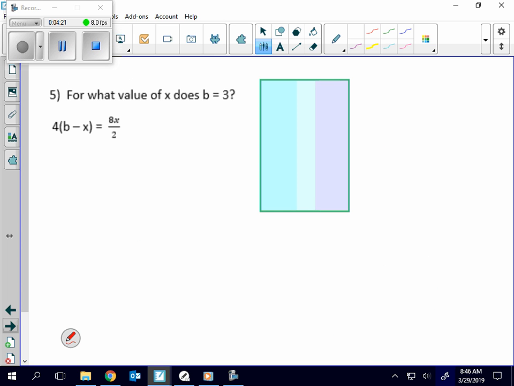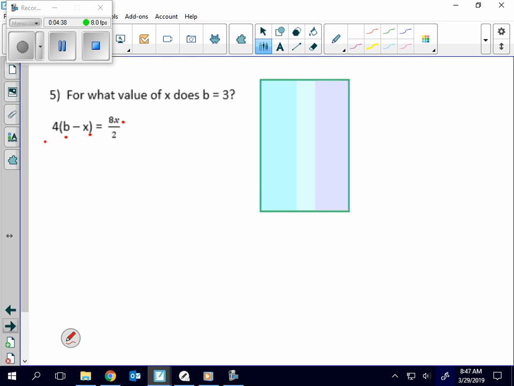Number 5, for what value of X does B equal 3? Well, you look at this complicated equation. It's got 2 variables in it, a B and an X. That's too many. We can't solve with 2 variables.